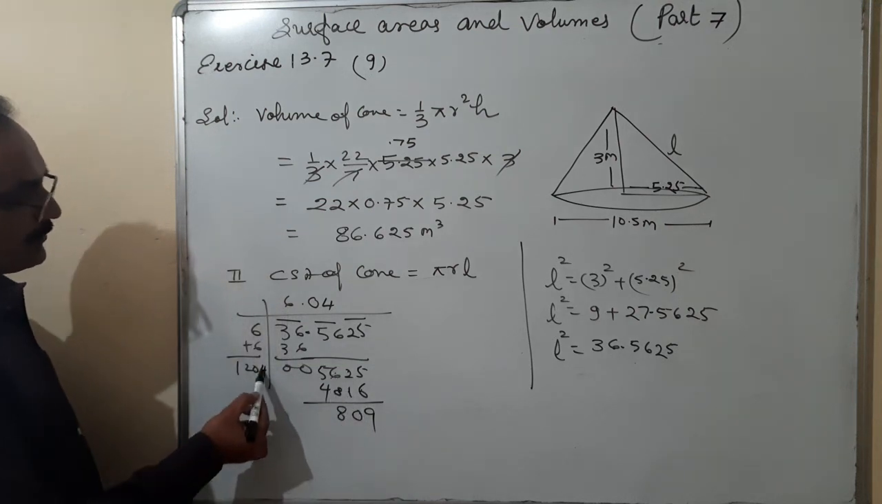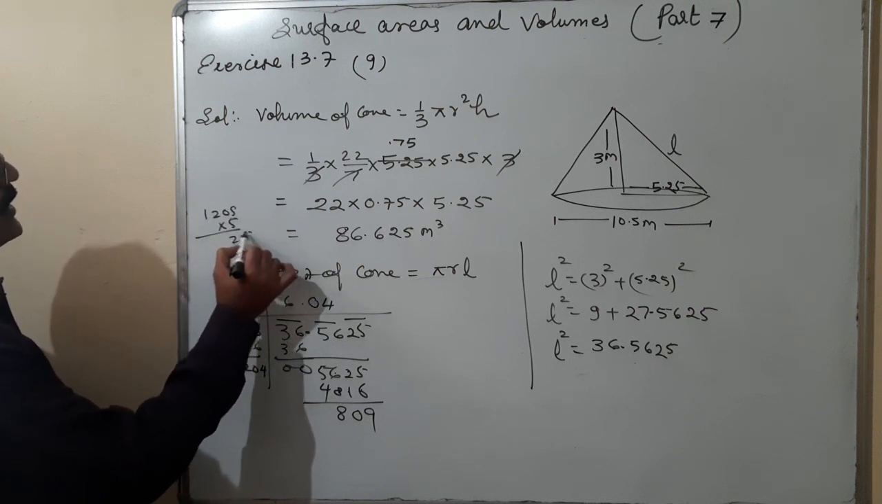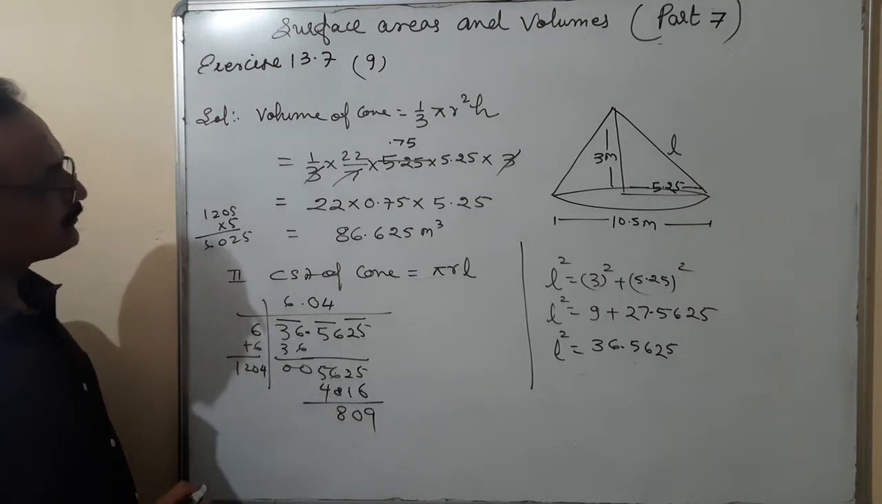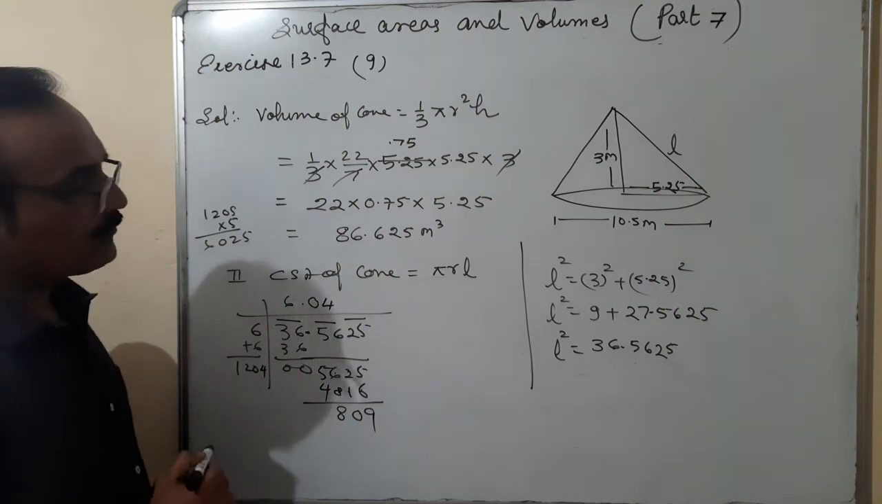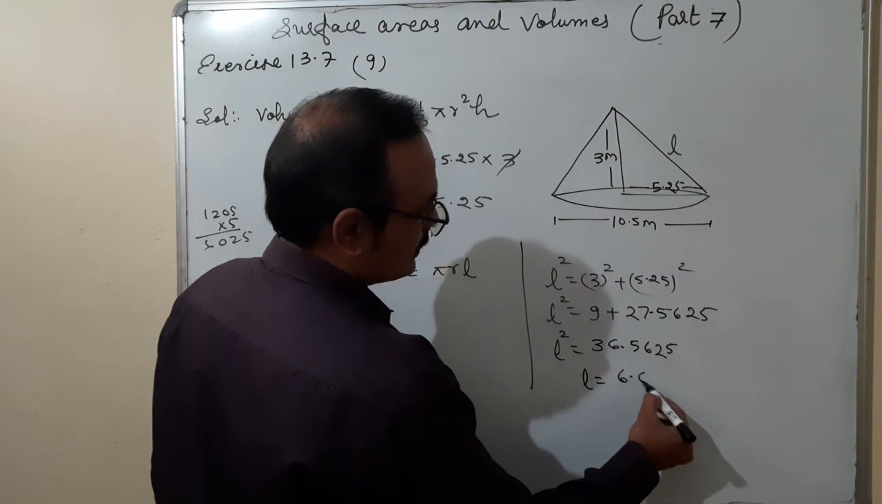If I'll write here 5 and 5, then what happened? 1, 0, 5 multiplied by 5. 5 5 is 25, 5 2 is 10, 6. 6, 0, 2, 5, which is more than that. Okay. So 6.04. 6.04 is coming. So therefore, L is equal to 6.04.